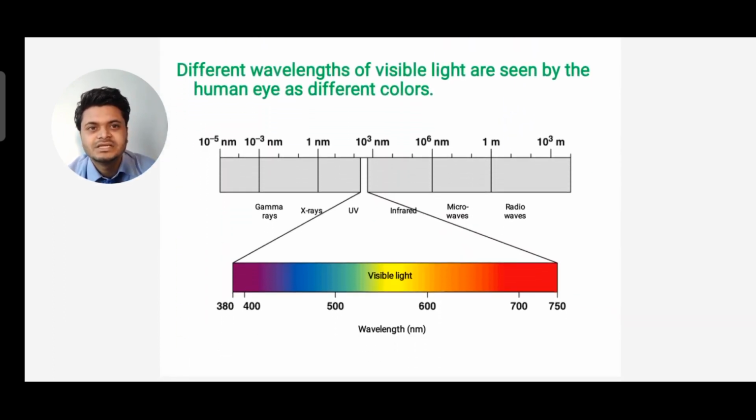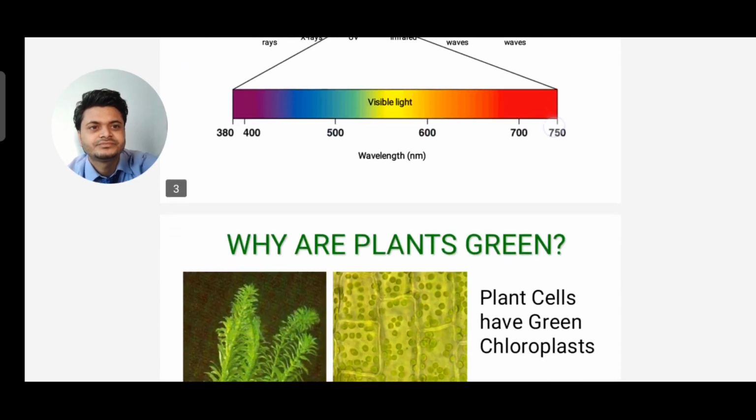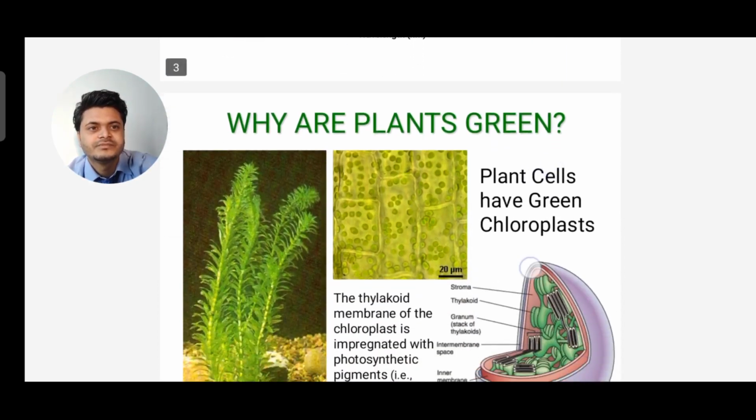Next, you can see the different wavelengths of visible light are seen by the human eye as different colors. So the visible light is VIBGYOR. You can see the wavelength is from 380 to 750. Then there are UV rays, X-rays, gamma rays, microwaves, and radio waves. So visible light is this, between 380 and 750 nanometers.